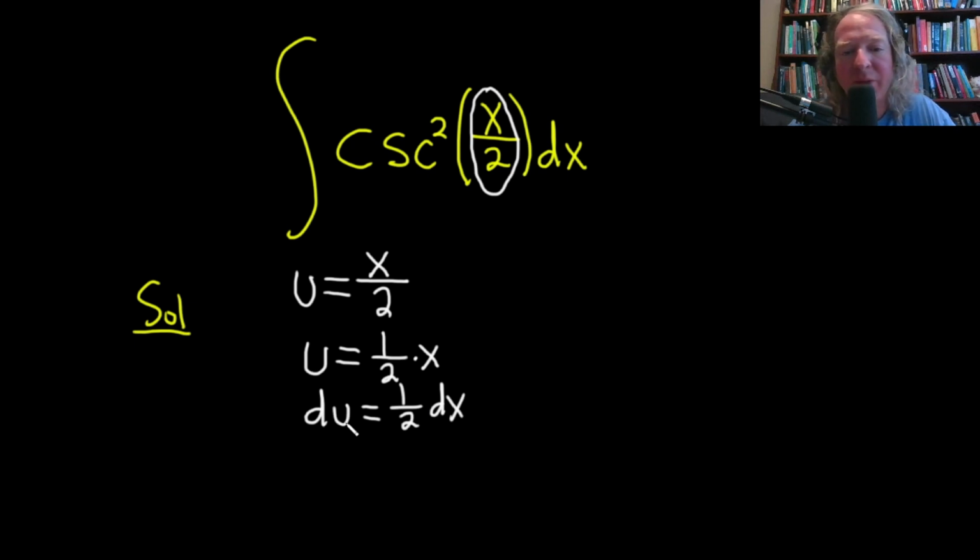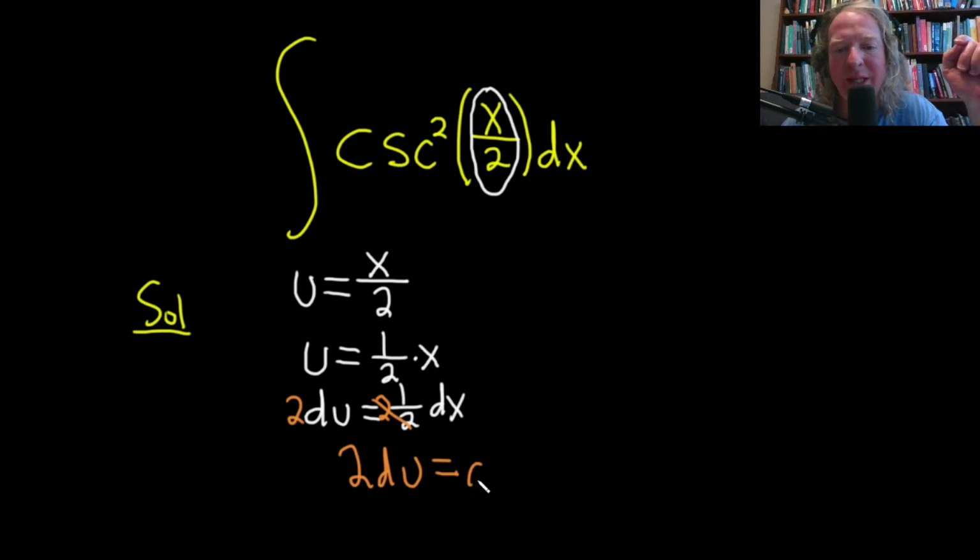The goal is always to make this look like whatever is up here in your integrand. However, down here we have a 1/2 and up here we don't. So we have to get rid of it. So let's maybe multiply by 2. So I'll put a 2 here and a 2 here. Boom. So this is 2 du equals dx. Really nice. All right. Beautiful.